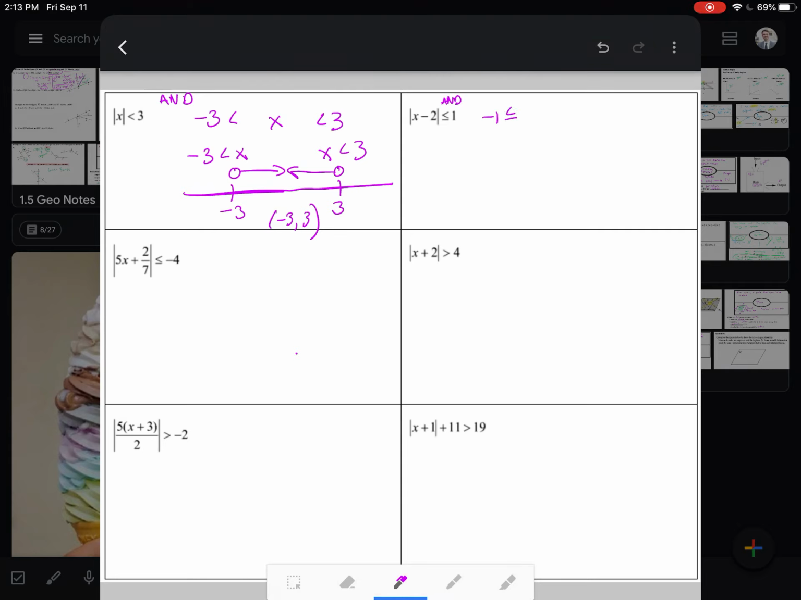You would have -1, you would have +1, and you set it up like that with your x minus 2 in the middle, and then go through and solve, find your interval. Same thing here. Again, you would have your less than as it is, and then your positive over here, again with that flip sign, with your 5x plus 2 over 7.